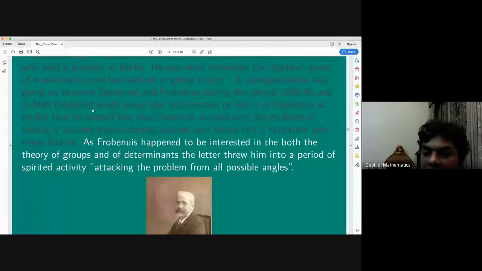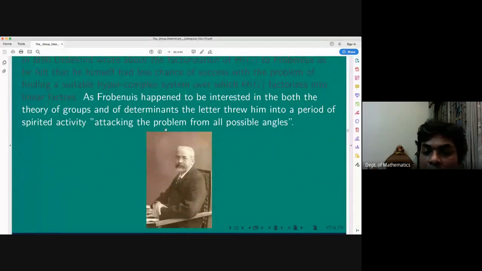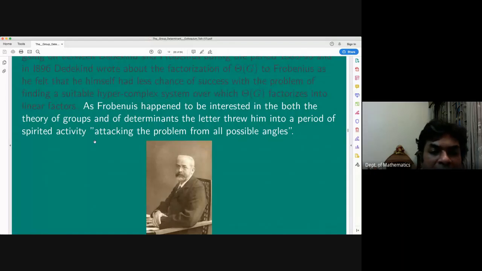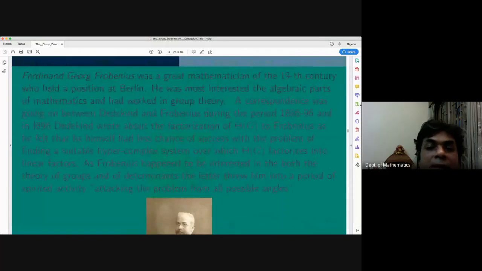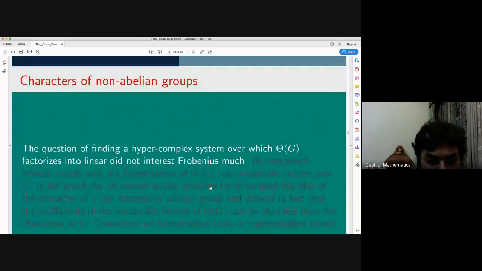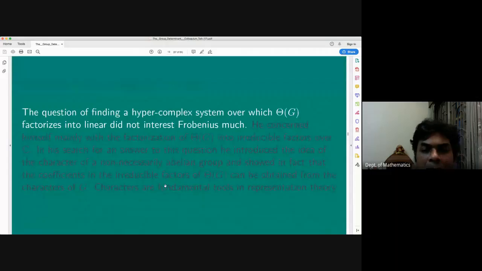There is this phrase that is attributed: the letter from Dedekind threw him into a period of spirited activity, attacking the problem from all possible angles. But there was a difference of viewpoint. Frobenius was not so much interested in that problem. What Dedekind wrote to Frobenius was about how, for any group G, you can extend the complex field, go to some higher number system, over which the group determinant will factor into linear factors.